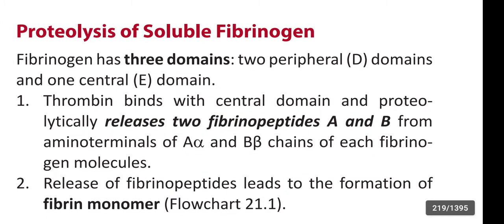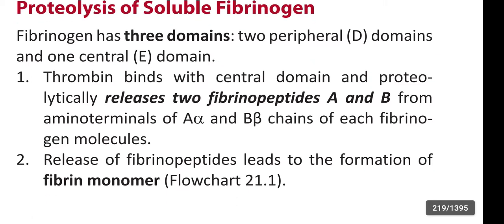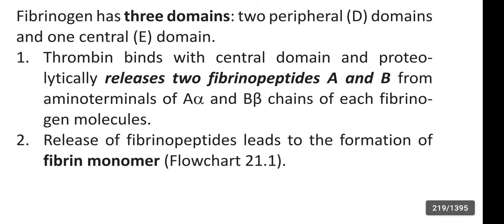Proteolysis of soluble protein. It has three domains, two peripheral and one central. Thrombin binds with the central domain and proteolytically releases two fibrinopeptides A and B from amino terminals of A alpha and B beta chains of each fibrinogen molecule. Release of fibrinopeptides leads to formation of fibrin monomer.